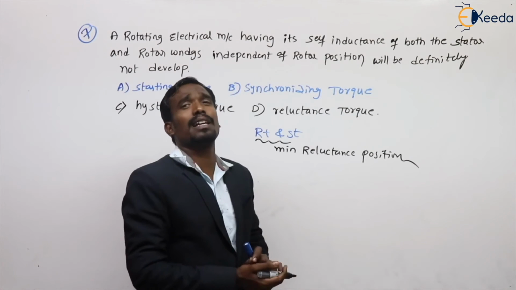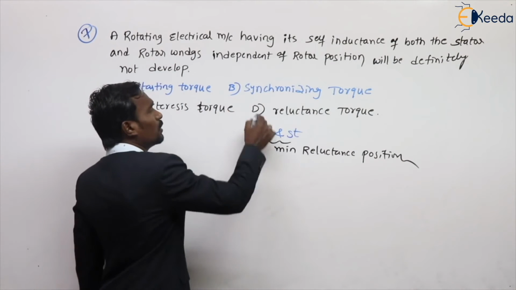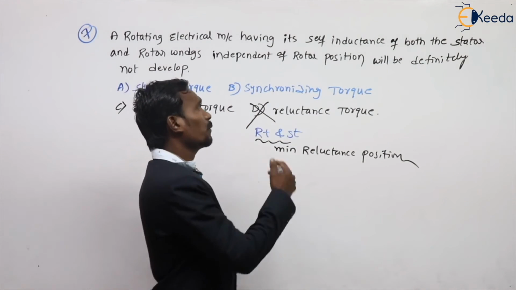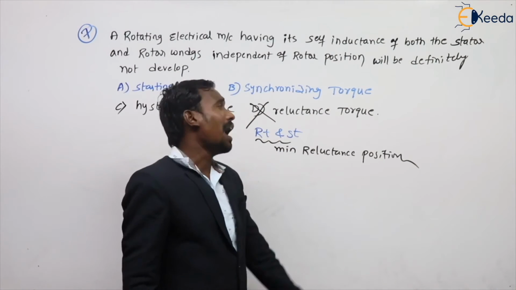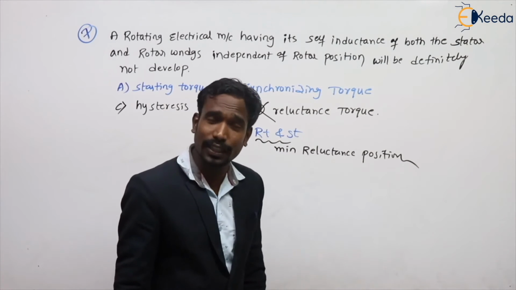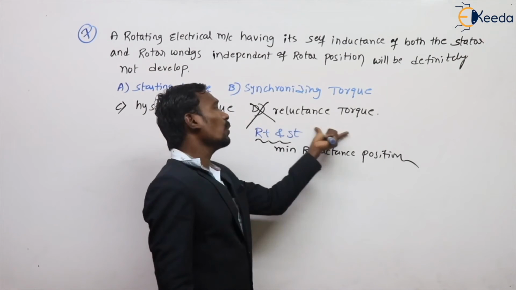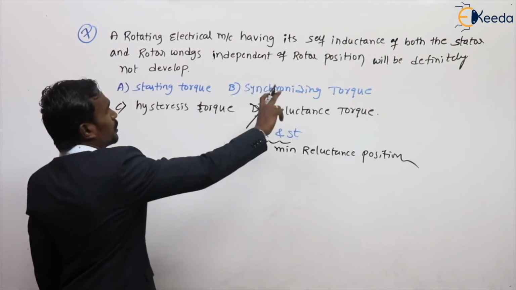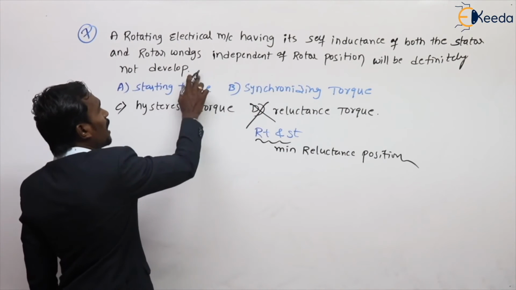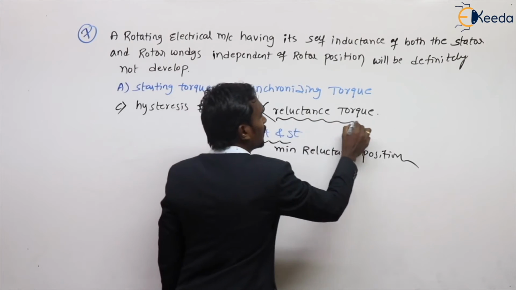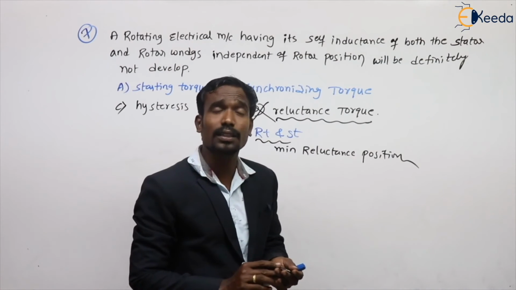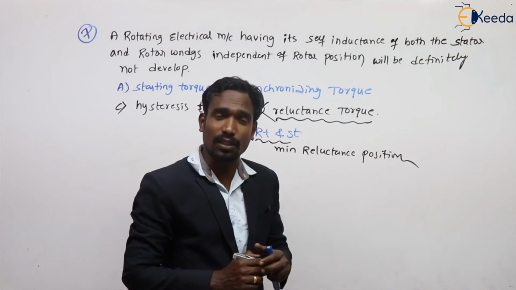Hence, there is no development of reluctance torque. The self-inductances are independent of rotor position, and there is no minimum reluctance position here. That's why there is no reluctance torque production in this machine. So here, the machine will definitely not develop the reluctance torque.